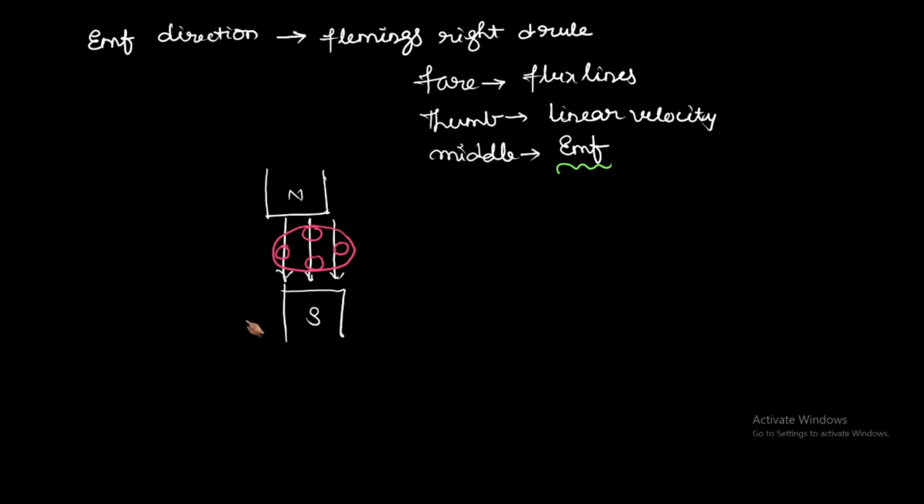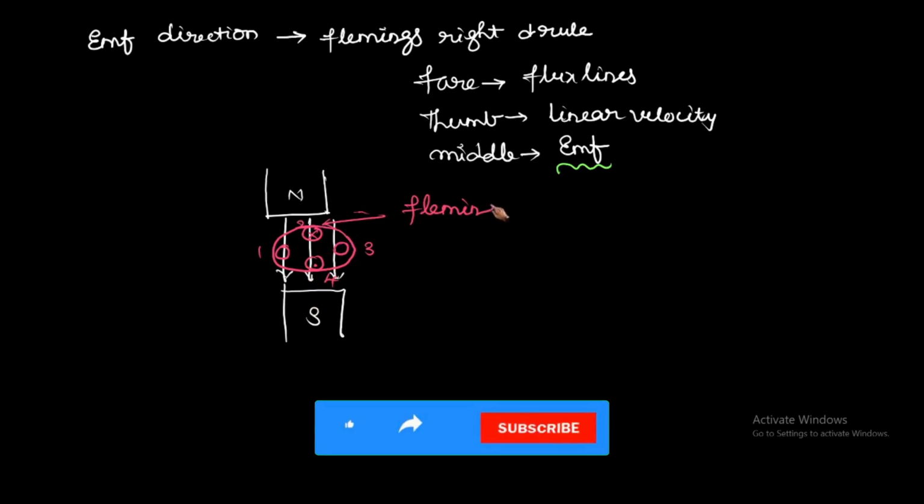The conductors which are present under the north pole we are taking as the cross direction. Here it is a dot, and once again we are taking it as a 1, 2, 3 and 4 conductors. If you observe the conductors, what can you apply? Fleming's right hand rule you can apply to find the direction of induced EMF in this conductor.